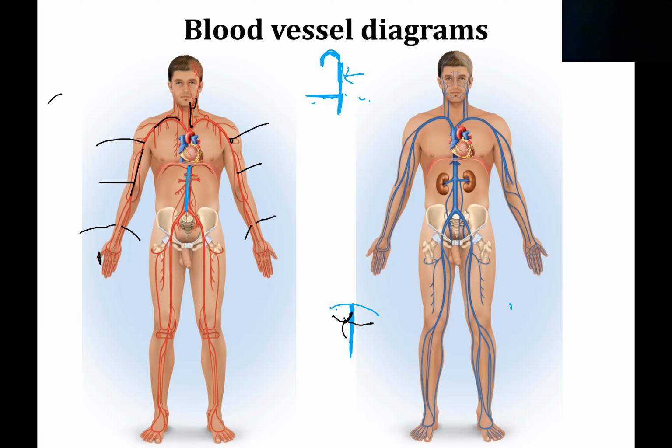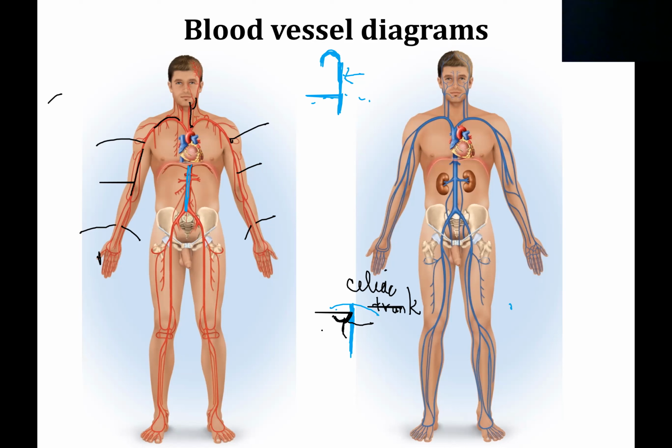You only have to know two of these for your lab list, but you need to know all three of them for your pathways assignment. So the single one that comes off by itself is the celiac trunk, or celiac artery. So that's the first one after the diaphragm. It's a single tube. And again, it's going to split into three.